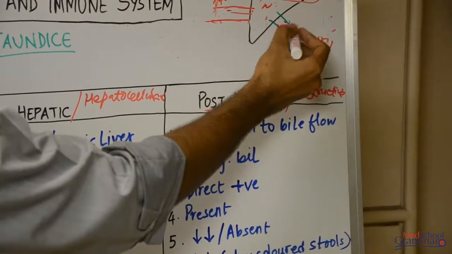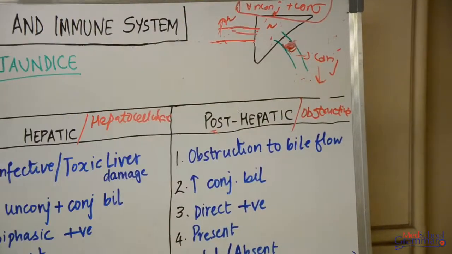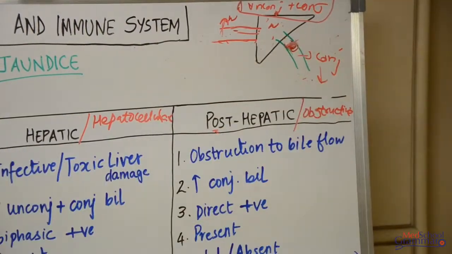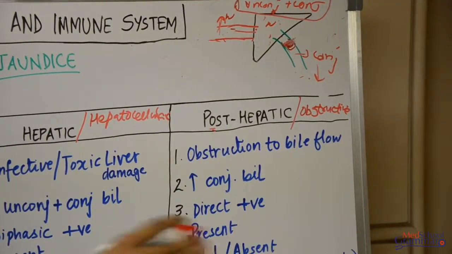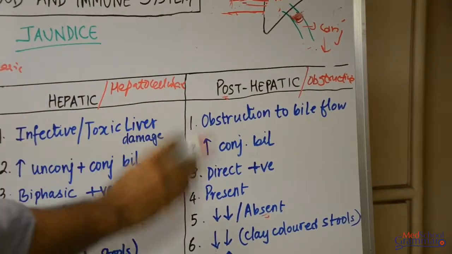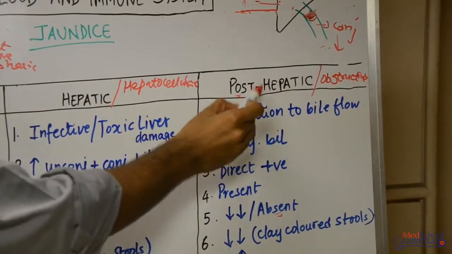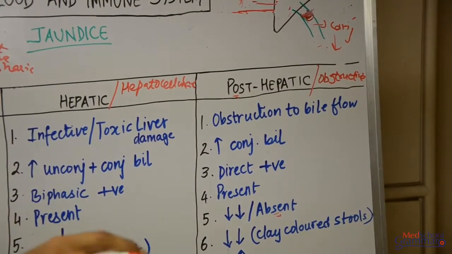But in obstructive jaundice there is obstruction. There is total blockage. Almost no bilirubin can pass and reach the intestines. Therefore, the amount of urobilinogen formed is almost zero. Therefore, urinary excretion is almost absent. Therefore, we say that amount of urinary urobilinogen in post-hepatic or obstructive jaundice is very, very low or even absent.